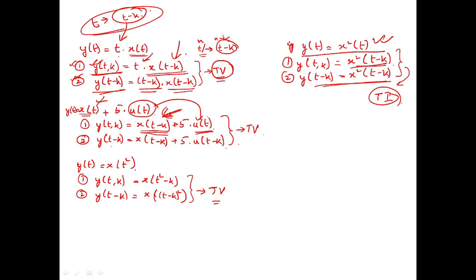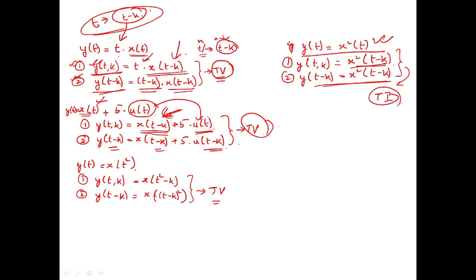Whereas in the second case, where t will be replaced by t minus k, if you see, in all the cases it has been changed, and due to this reason 1 and 2 both are differing, and hence this system is a time invariant system. Time varying system, sorry. So it is a time varying system.